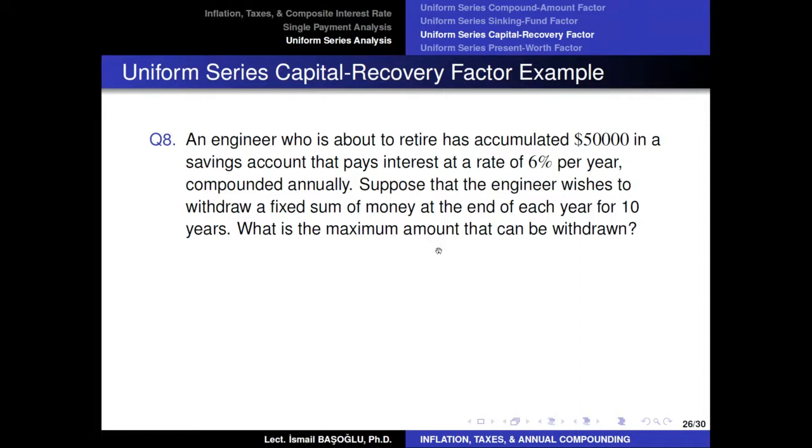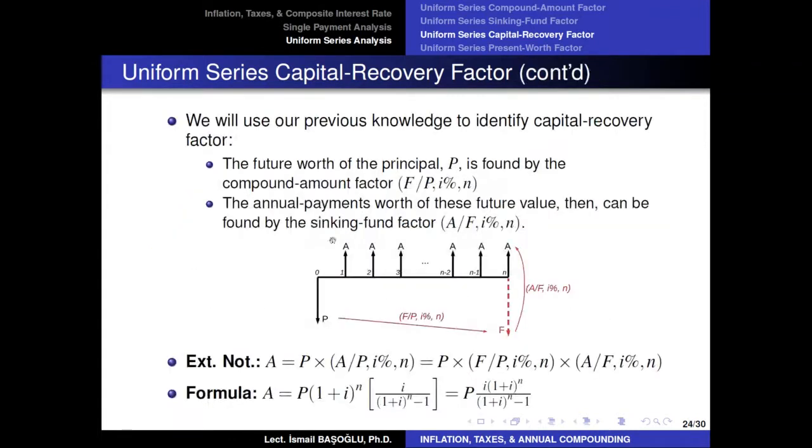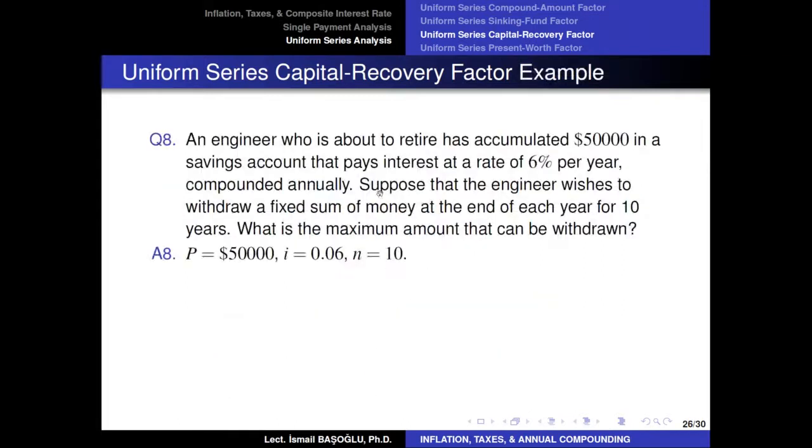So basically, if we go back to this cash flow diagram, the question gives us that P is equal to $50,000, the current amount in the account right now. And for n equal to 10, for 10 years, the engineer is going to withdraw equal-sized payments. And how are we going to calculate the value? By using the uniform series capital recovery factor.